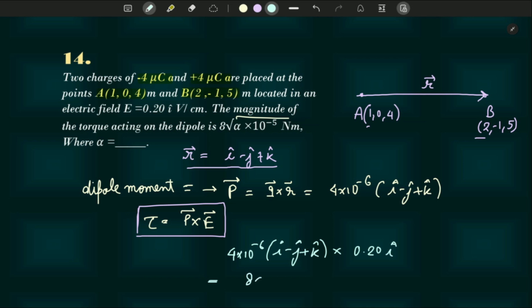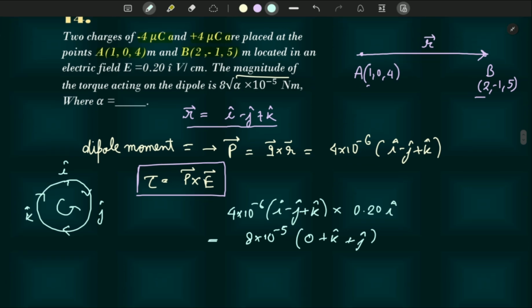So this will come 8 × 10^-5, and I need to find a cross product. So you should remember this diagram. This is i cap, this is j cap and this is k cap. If we move in this direction, clockwise, i cross j will yield k, k cross i is j, and so on. If we move in the counterclockwise or opposite direction, I will get a minus sign. So using this, i cross i is 0, minus j cross i is minus (j cross i), which is minus of minus k, so plus k cap, and k cross i is j cap.